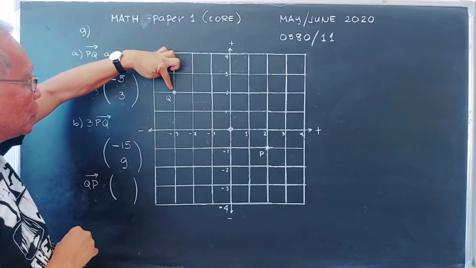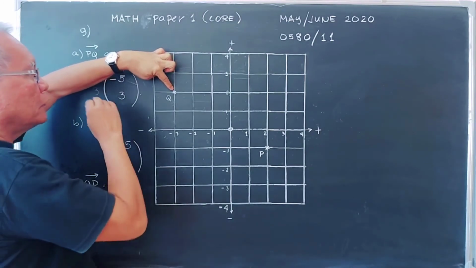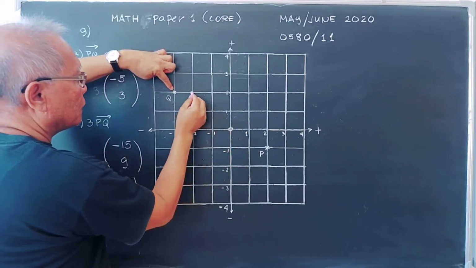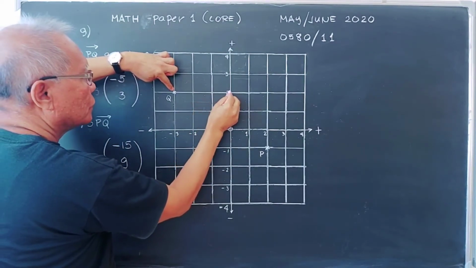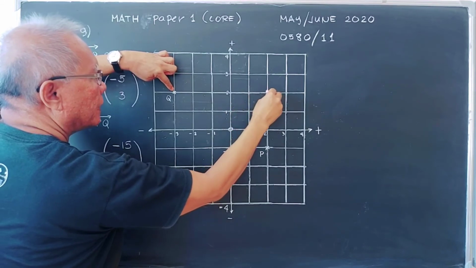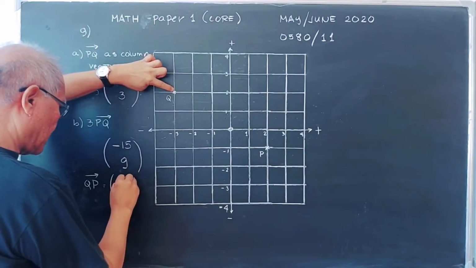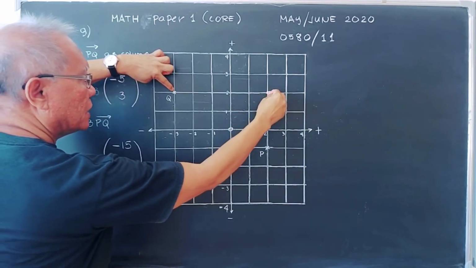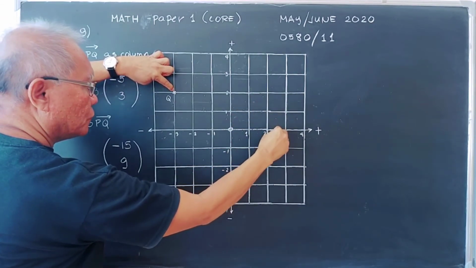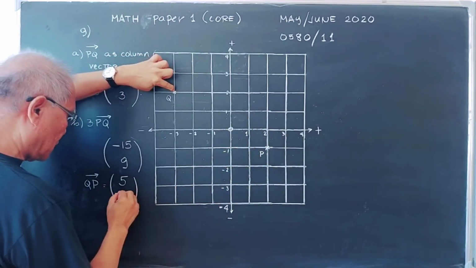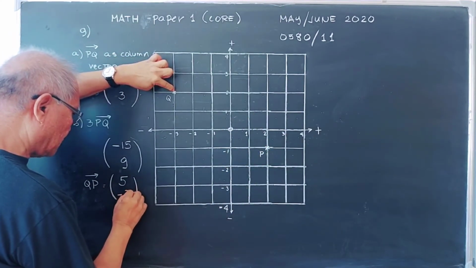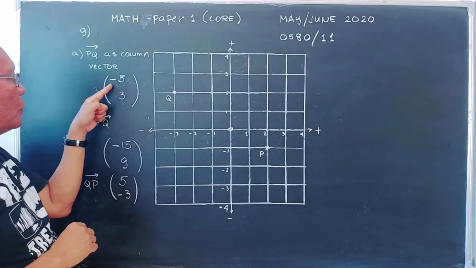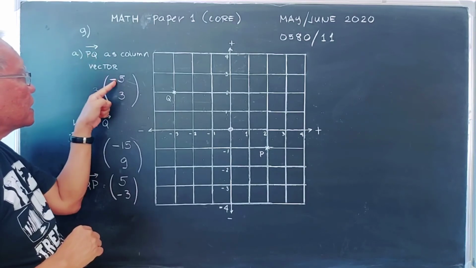So from Q, here, we go first either right or left. So we go to the right. So I have 1, 2, 3, 4, and 5. So this one is 5. And then from here we go down 1, 2, and 3 because we are going down. So it is -3.